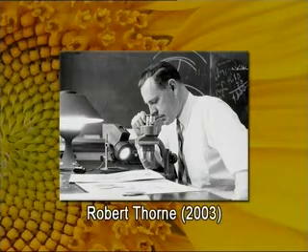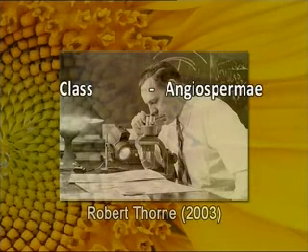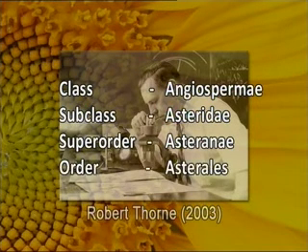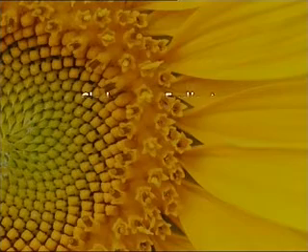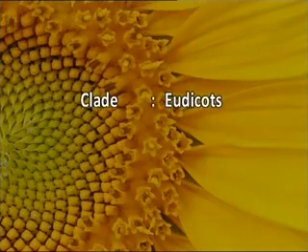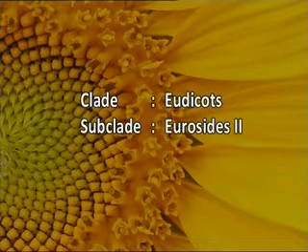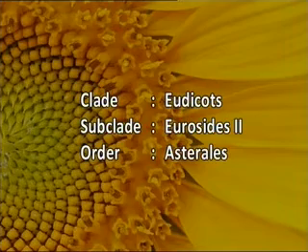Hermann Takhtajan, a famous Russian taxonomist, classified Asteraceae under the division Magnoliophyta, class Magnoliopsida, subclass Asteridae, superorder Asteranae, and the order Asterales. Dahlgren, a Danish botanist, classified Asteraceae under the class Magnoliopsida, subclass Magnolidae, superorder Asteranae, and the order Asterales. Robert Thorne, very recently in the year 2003, an American taxonomist, classified Asteraceae under the class Angiospermae, subclass Asteridae, superorder Asteranae, and the order Asterales. Angiosperm Phylogeny Group, which is a collaborative group of taxonomists who have proposed a rankless classification, classified Asteraceae under the broader clade of Eudicots, within which it has been classified under a subclade called Euasterids II, and the order Asterales.